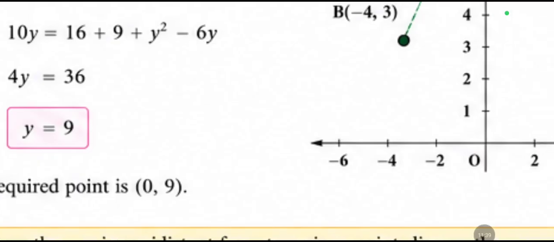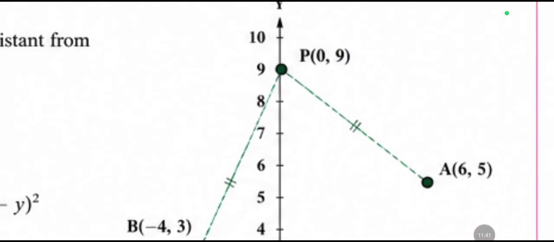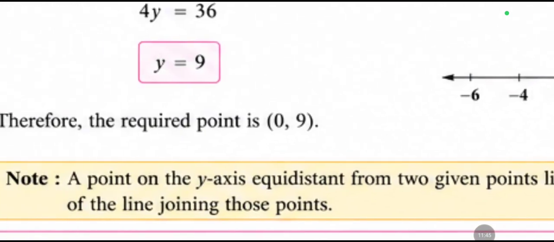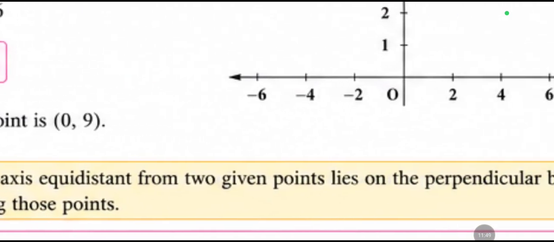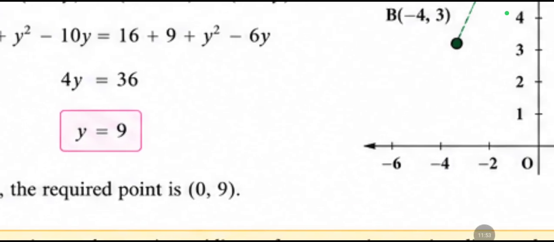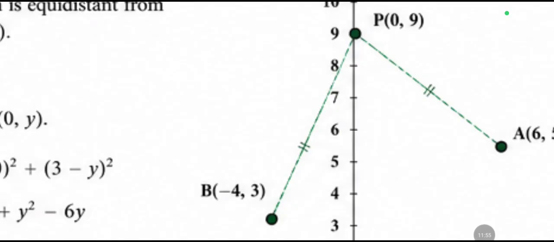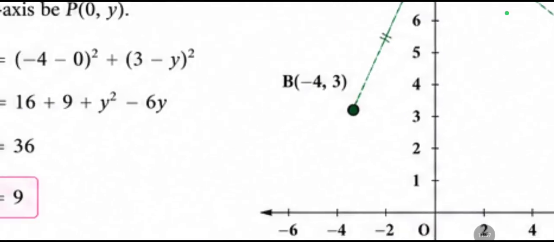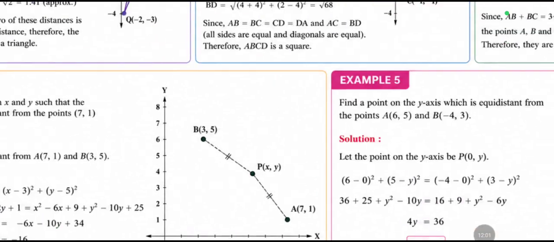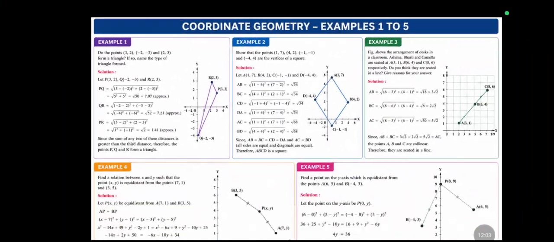P(0, 9). Okay. Have a look here. This is P(0, 9). Now, a point on the y-axis equidistant from two given points lies on the perpendicular bisector of the line joining those 2 points. Here, have a look. This is the perpendicular bisector. Okay. These five are the examples of the distance formula.